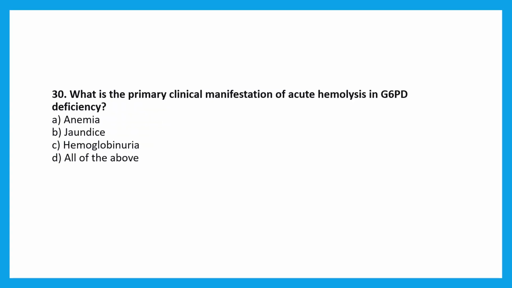Question number 30, which is our last question. What is the primary clinical manifestation of acute hemolysis in G6PD deficiency? I think we did discuss this: hemoglobinuria, right? We discussed this on question number 21, and we identified hemoglobinuria as the most common and characteristic symptom of an acute hemolysis episode in G6PD deficiency, and therefore C is our best choice here.